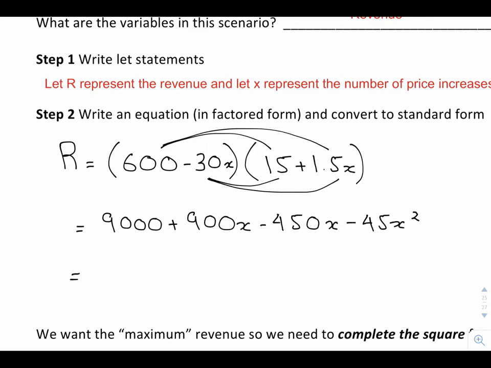So I'm going to collect my like terms together and put them in decreasing order of powers. So this is my first one. There's nothing common with that. The two terms in the middle, the positive 900 and negative 450, give me positive 450x. And finally, that 9,000, I can copy and just place at the end here. So there's your equation in standard form. Okay, so let's move on.